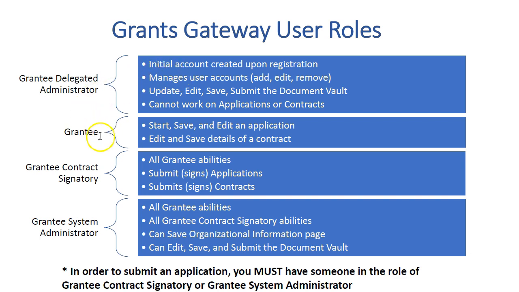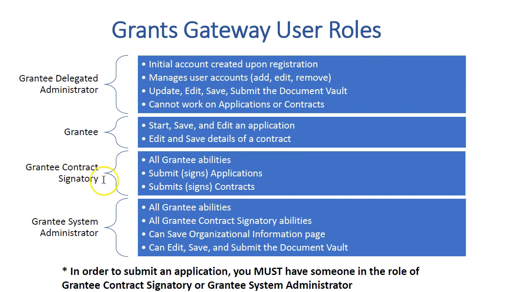Those other levels include the grantee role. This is somebody who can start, save, and edit an application, and they can edit and save details of a contract. So that includes updating the budget information, work plan information, uploads, and related items in a contract. Notice that this role, the grantee, cannot submit an application or sign or submit a contract. The next two users can do that though.